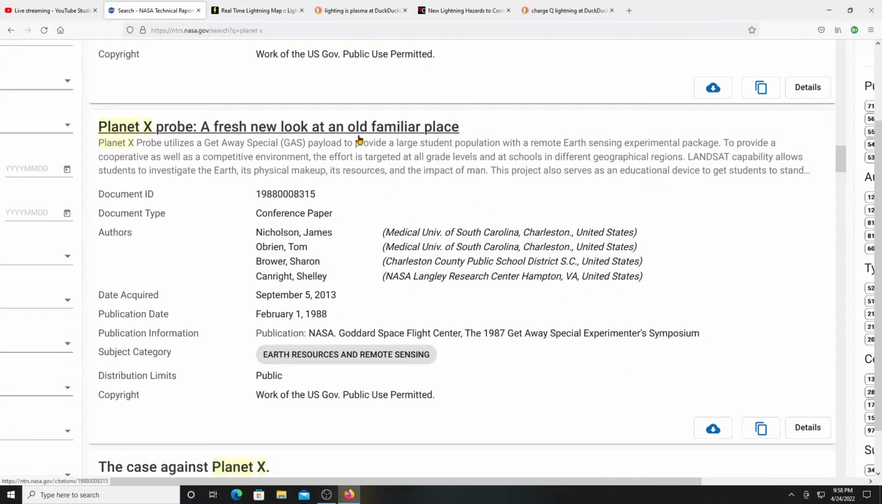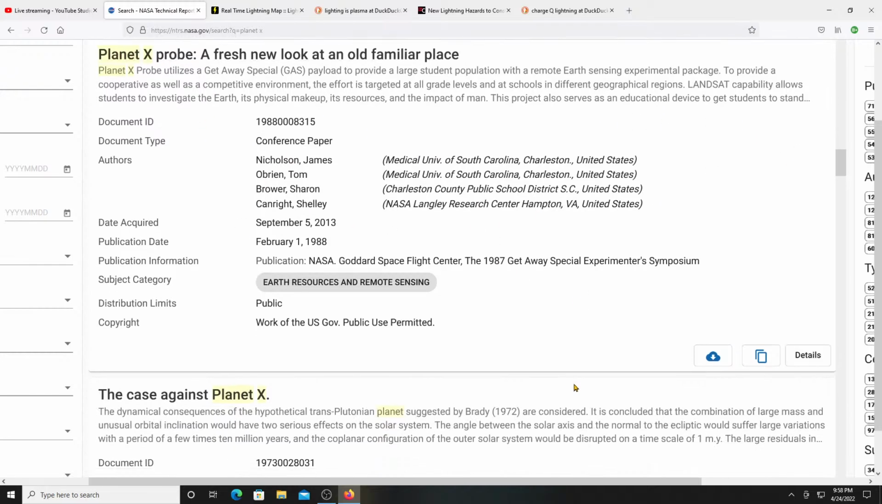This is great. It says Planet X probe utilizes a getaway special payload to provide a large student population with a remote Earth sensing experimental package to provide a cooperative as well as competitive environment. It's targeted at grade level schools. The Landsat capability allows students to investigate Earth. Okay, so this is a Planet X probe.